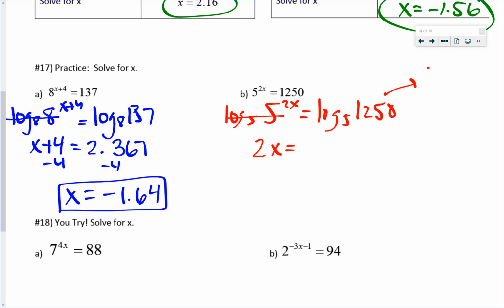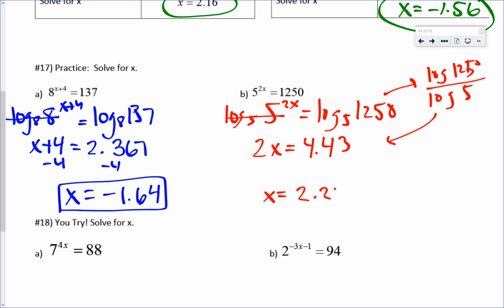Again, change of base tells me to do log of 1250. Divide by log of 5. What does that give us? 4.43? Yes? And what's next? Divide by 2, we get x equals. Good. What's nice with these is you can plug them back in and check.